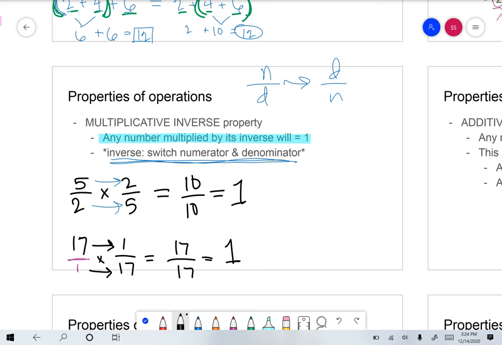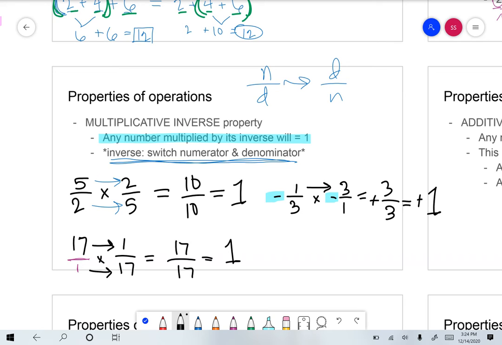This would also work for negatives. If we had, let's say, negative 1/3, and we multiply by its inverse, which would be still negative, because we're not talking about opposite, we're just talking about inverse, negative 3 over 1. Well, we have 1 times 3, which is 3, and 3 times 1, which is 3, and we have a negative times a negative, which would give us a positive. So 3 divided by 3 would give us a positive 1.